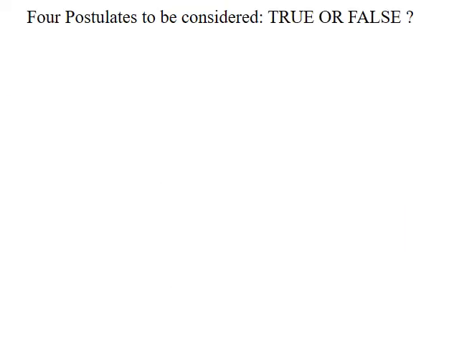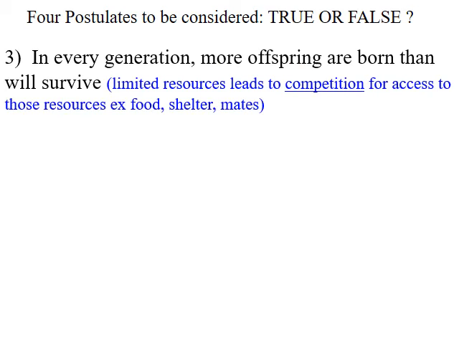A third postulate. In every generation, more offspring are born than will survive. And let me clear up that word survive. We mean survive to the age of sexual reproduction, the age of sexual maturity. So let's think about the sea turtles. In every generation, more offspring are born than will survive.